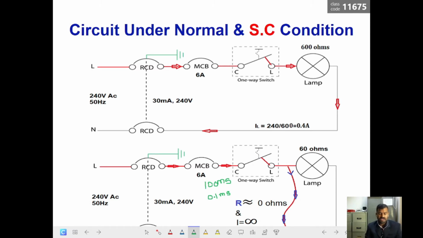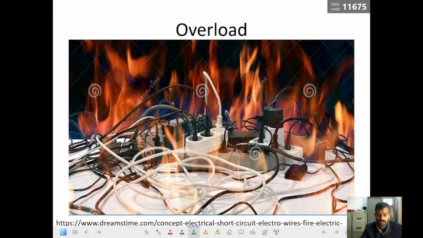So the maximum time which the circuit breaker can take for tripping during the short circuit could be 100 milliseconds. So now let us go to the next one. With the next condition, our next fault is overload.